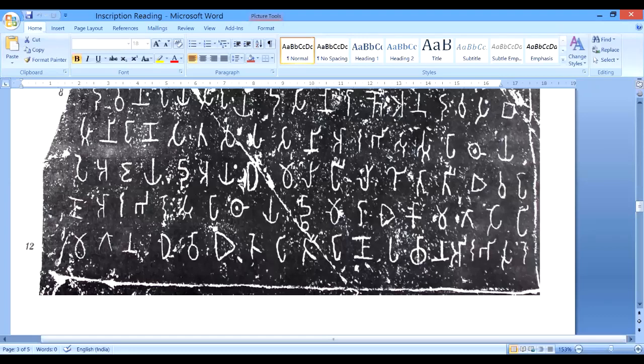Then pa, cha. Pachana. Then a, ra, arabhi, sare. Okay, so I can drink water, then you can read the meaning of the first inscription.